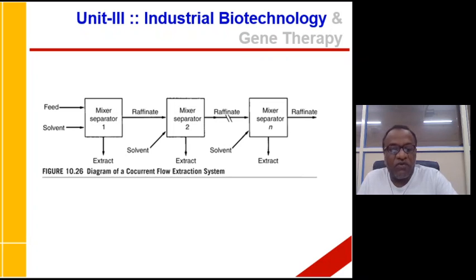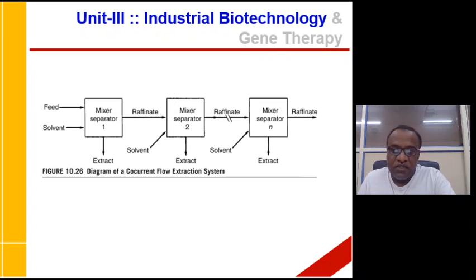The fresh solvent is added at each stage. The feed and extracting solvent pass through the cascade in the same direction. Now extract is recovered from each stage. So although a relatively large amount of solvent is used, a high degree of extraction is achievable.